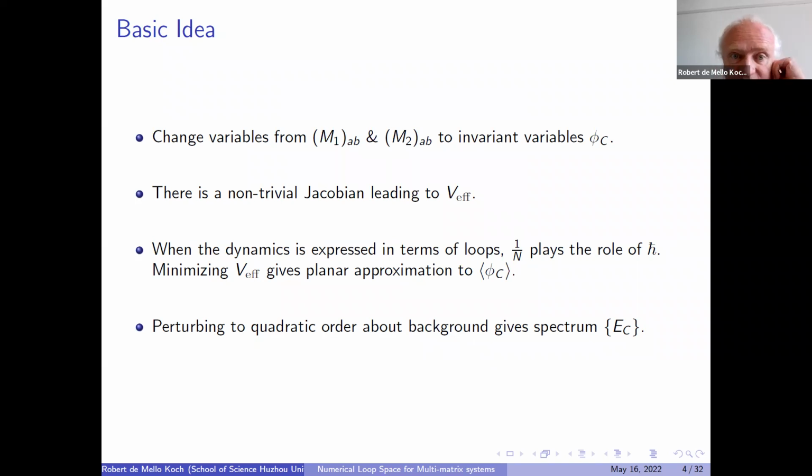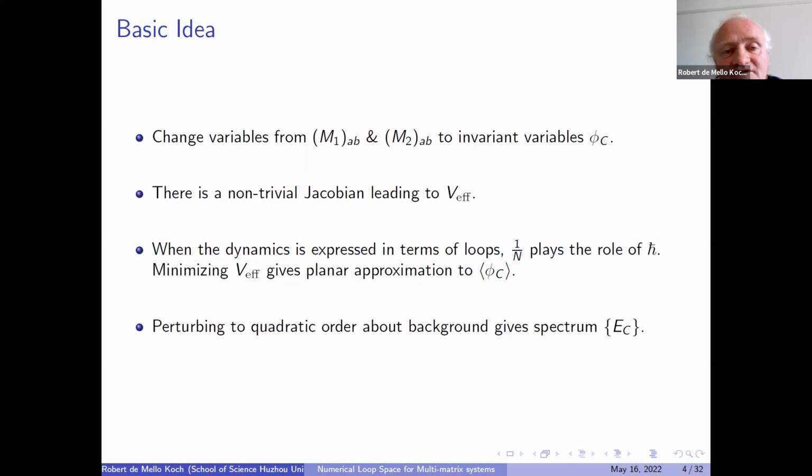So the first thing that we will do is change variables from M1 and M2 to the invariant variables phi c. So we'll express the dynamics in terms of phi c. Associated with that change of variables, there is a non-trivial Jacobian. Once you've accounted for that Jacobian, you'll get an effective potential.